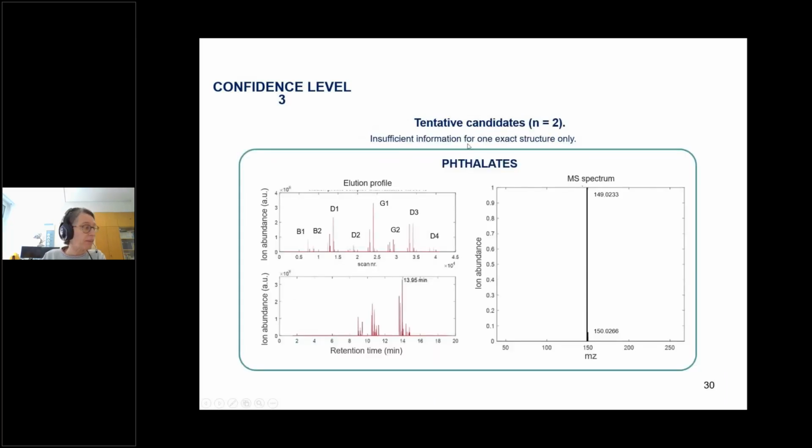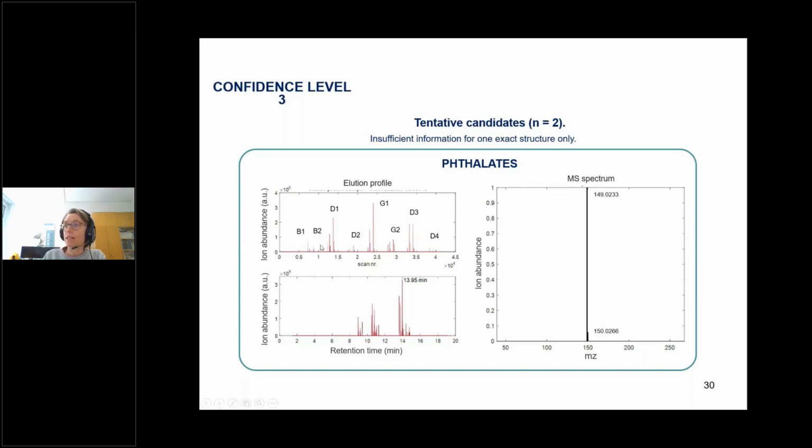At confidence level 3, which means that it's a tentative candidate, we have phthalates that, of course, if we have the standard of phthalates, we can identify them by retention time. With electronic ionization, we always get the ion at MZ 149. So therefore, we need the retention time to identify the different phthalates.